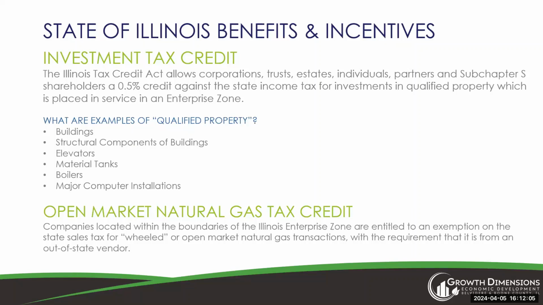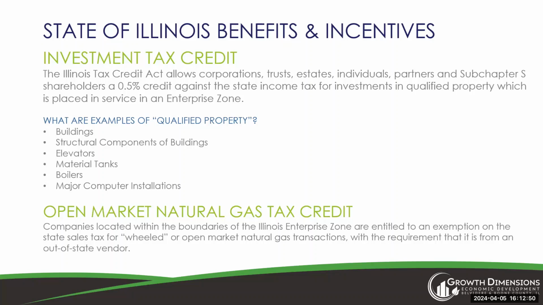The next incentive we will discuss is the investment tax credit. The Illinois Income Tax Act allows corporations, trusts, estates, individuals, partners, and Subchapter S shareholders a 0.5% credit against the state income tax for investments in qualified property, which is placed in service in an enterprise zone. This credit is in addition to the existing 0.5% investment tax credit allowed statewide against the corporate personal property replacement tax. The investment tax credit applies against gross income subject to Illinois income tax and to the depreciable basis of qualified property placed in service within the zone.